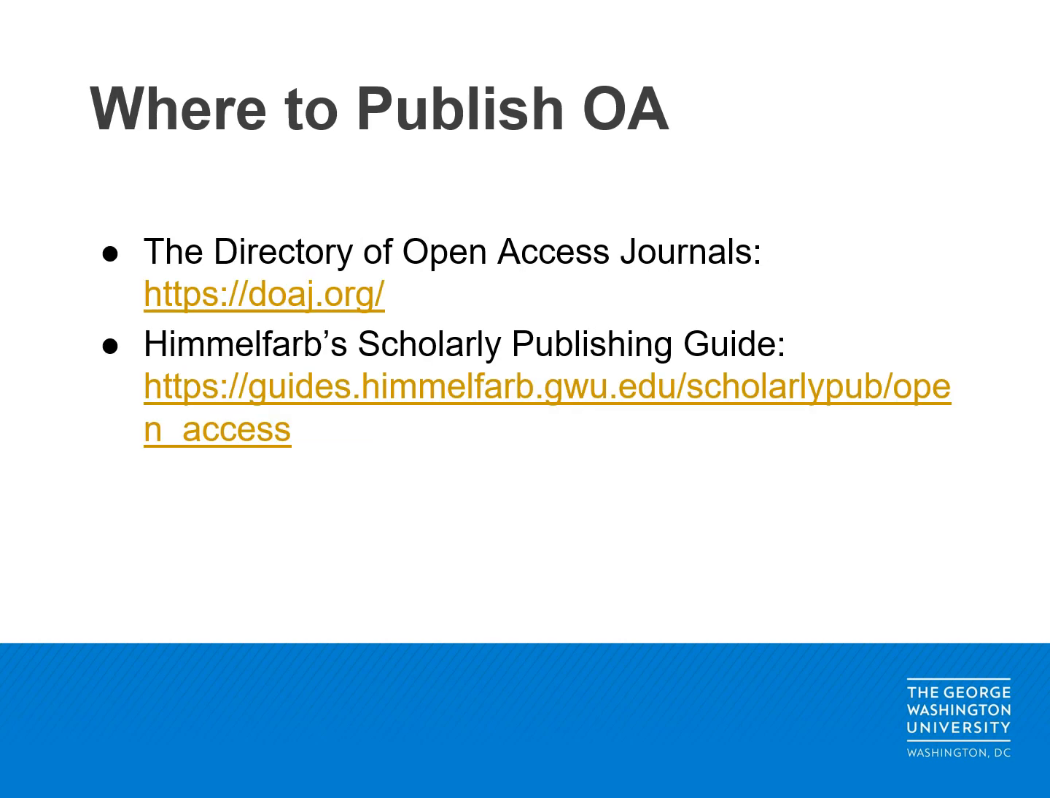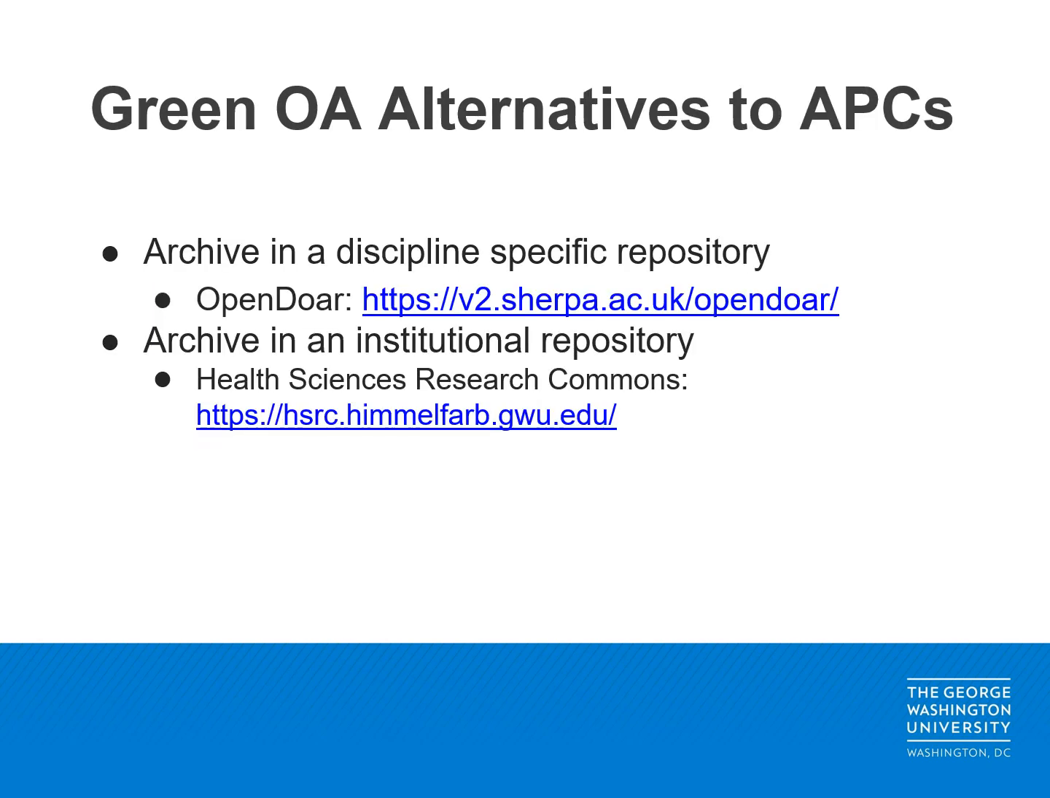If you're interested in publishing in an open access format, see the directory of open access journals for recommendations. We also recommend checking out Himmelfarb Library's Scholarly Publishing Guide, which includes a tab on open access publishing with more information and resources. If you're unable to publish gold open access, then explore green open access alternatives by looking at discipline or institution-specific repositories. Open Door is a database of discipline-specific open access repositories, and the Health Sciences Research Commons is an institutional repository for the GW Schools of Medicine and Health Sciences, Public Health, and Nursing.